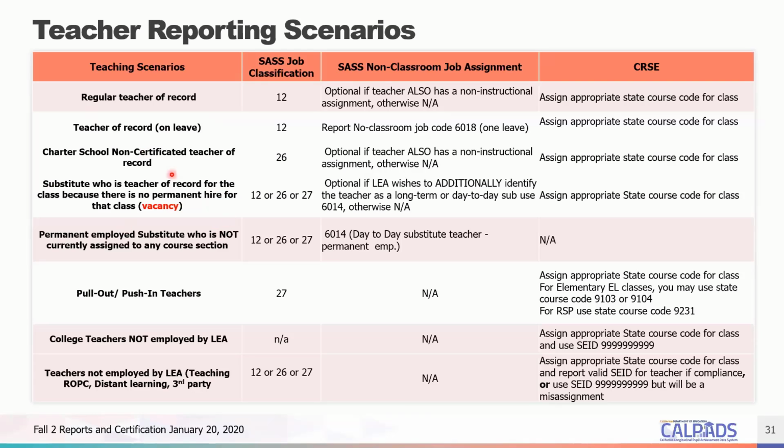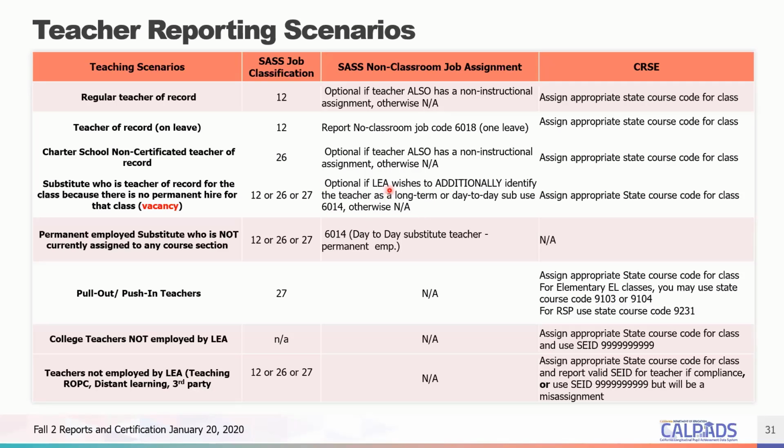It's a total vacancy. There is no contractually assigned teacher to that class. Then that's the only time you report a substitute teacher. You have the option to report them as a 12, a 26, or 27, depending on the scenario of the class, and then assign them to the class with the appropriate state course code of that class. Then at the same time, if this teacher is a long-term sub teacher, you can always also report them with a 6014.